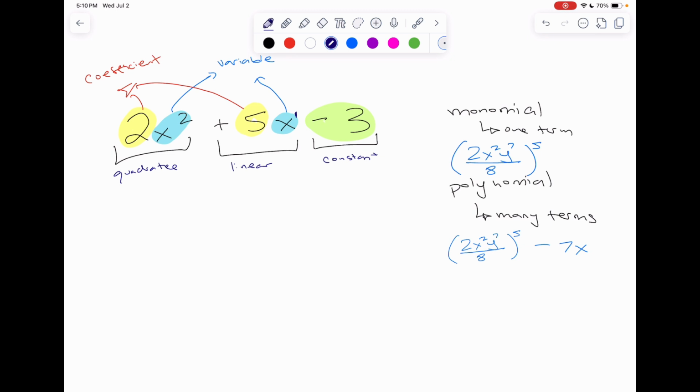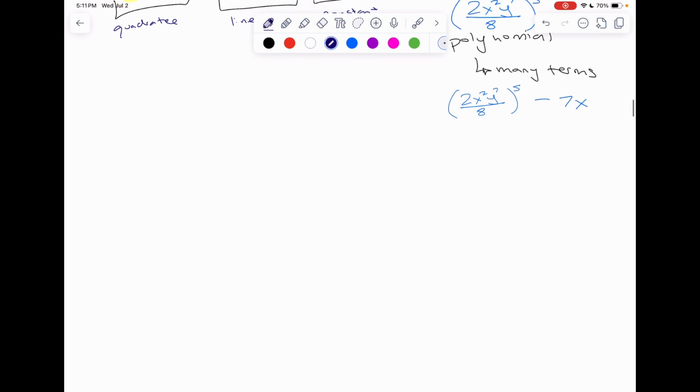Now, speaking of constants, constants are just numbers, but constants can sometimes be represented by letters too, just like variables. So usually constants are represented by A, B, C from the front of the alphabet, and variables are X, Y, Z, represented by the back of the alphabet.